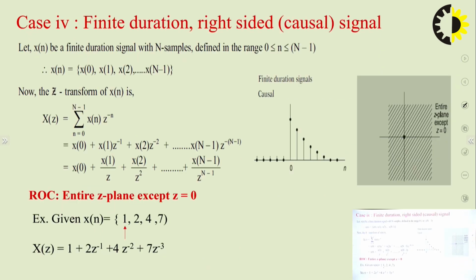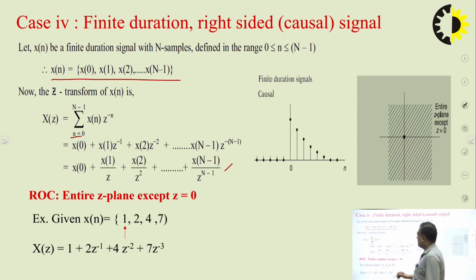Now case 4, this is for a finite duration causal signal. Let us suppose we have a sequence x[n] that can be represented as x0, x1, x2. These are the elements of our sequence, and because N elements are there, we put the limit n equals 0 to N minus 1, x[n] into z to the power minus n. Then we solve it, and in general you will get this type of expression.